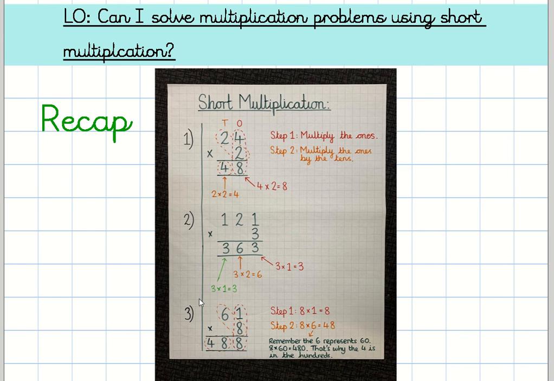And finally, this linked to your challenge yesterday. We had step 1, 8 times 1 is 8, and then we multiplied 8 by 6, which gave us 48. So we had to put that 4 in that hundreds column, because remember that 6 represents 60, and 8 times 60 is 480, which is why the 4 is in the hundreds column.